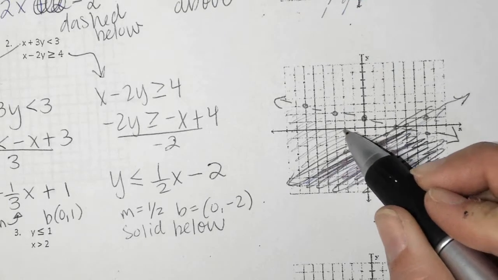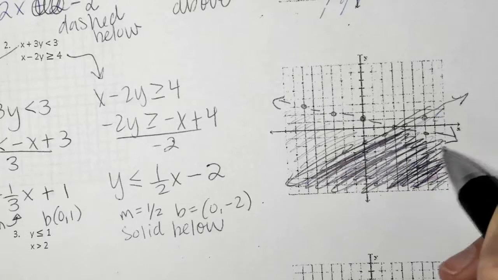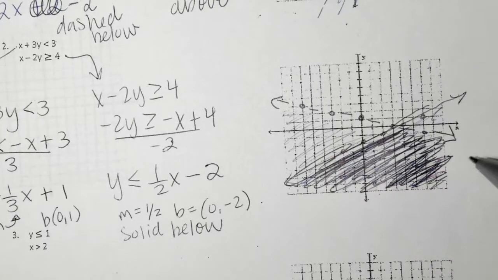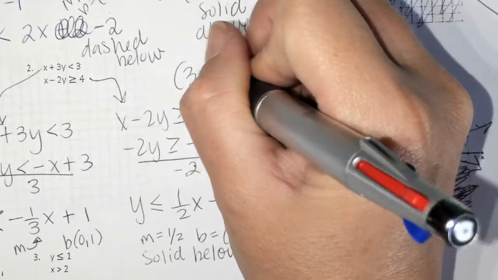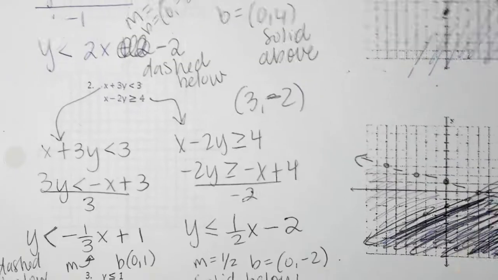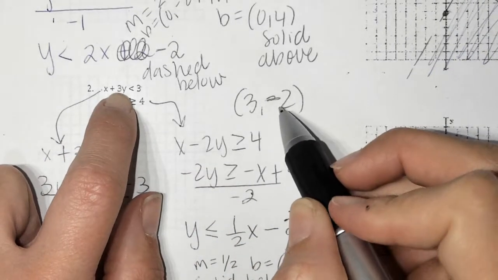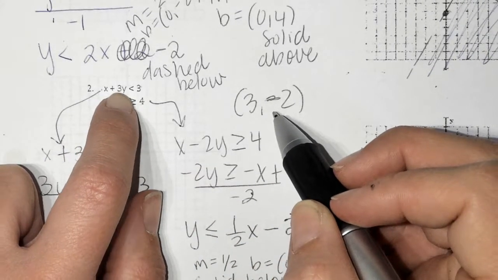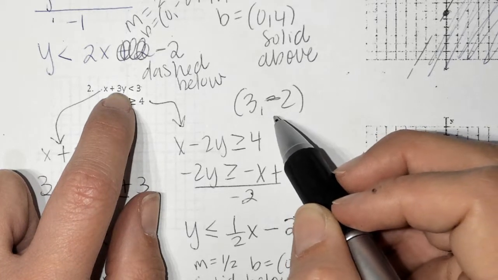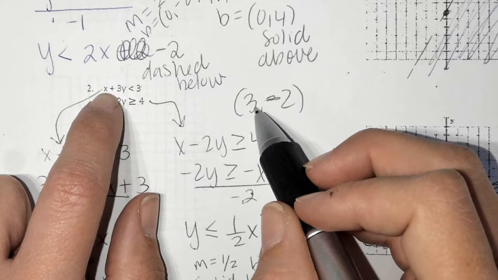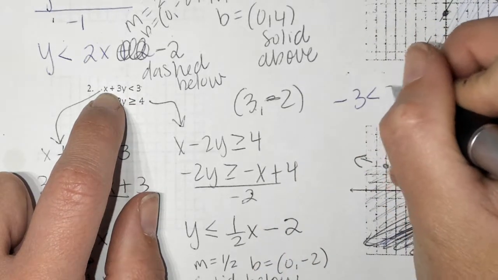Alright, let me make sure I'm in this region. You want to do 3, -2? Alright, 3, -2 will work. So I'm just checking this. If I plug in 3 for x, that'll be 3. 3 times -2 is what? 3 times -2. Good. -6 plus 3 would be what? Alright, is -3 less than 3?